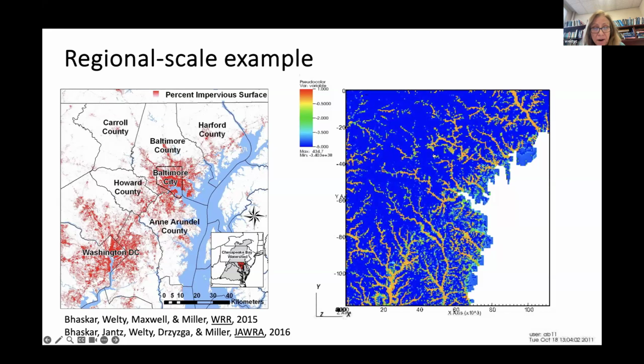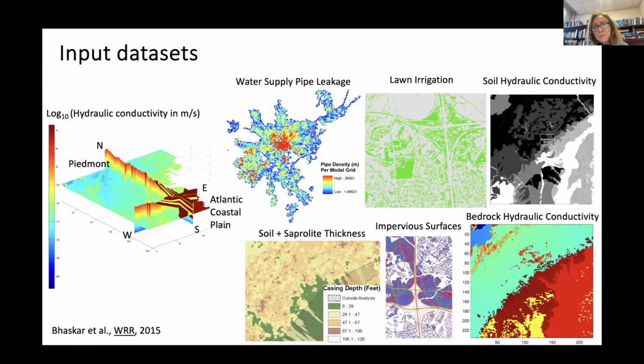We generate the streams through the topography, and then the model solves the mass and momentum conservation equations for water flow through the surface and subsurface. In this particular case, there are many different kinds of data sets that we incorporate, and this is just to give you an idea how heterogeneous some of the data sets are.